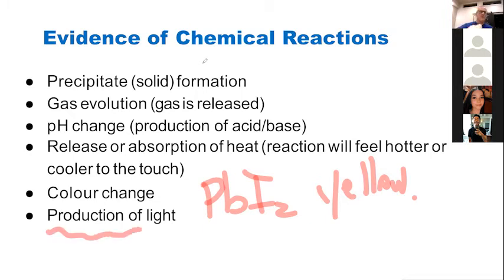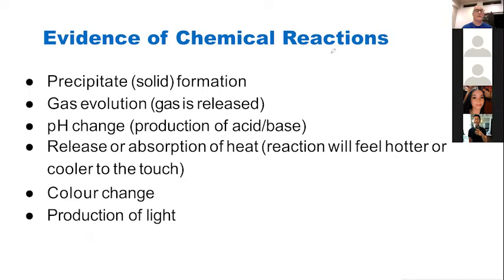And then one that we won't be dealing with tonight, but you can see a lot, is just the production of light. Basically, it means that electrons are being excited during some sort of reaction. And we know that when electrons are excited and then fall back, they release light at different wavelengths. And so if you put two things together and light is released, that's also evidence of a chemical reaction. Okay.